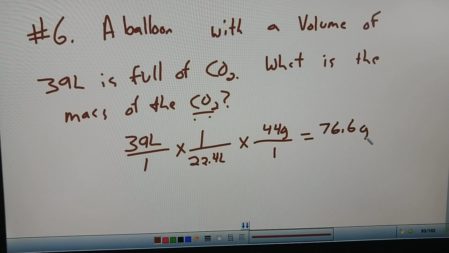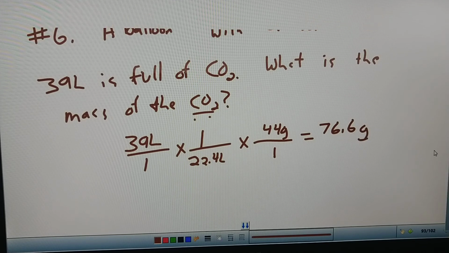76.6 grams is how much it would weigh. That would be its mass. All right, let's keep rolling. And number 7.